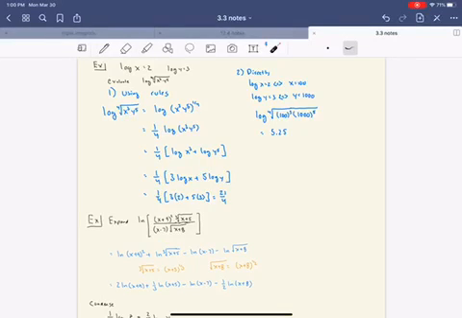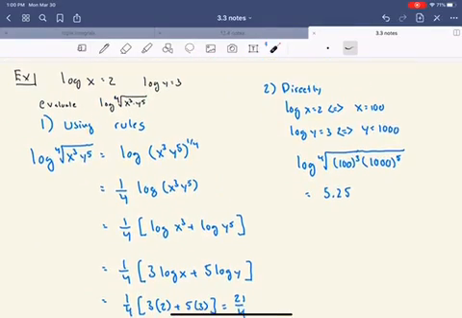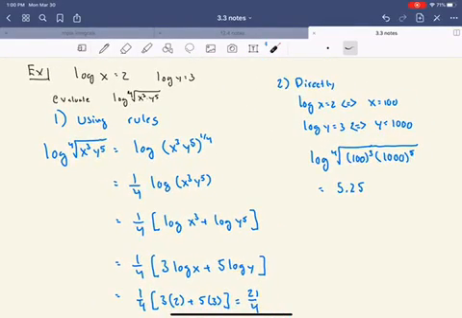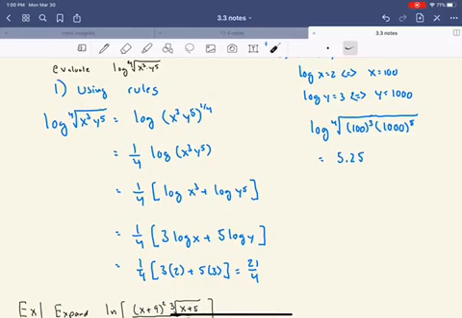All right, welcome to part 3. So we're going to keep on doing problems. This one's actually very similar to the last one. We're given that log of x equals 2, log of y equals 3. Since, again, there's no base written, we take it to be log base 10. But over here on this side, when we use the rules, we don't need that.